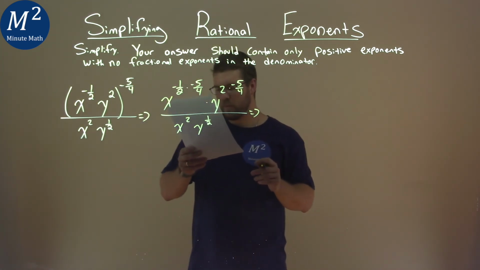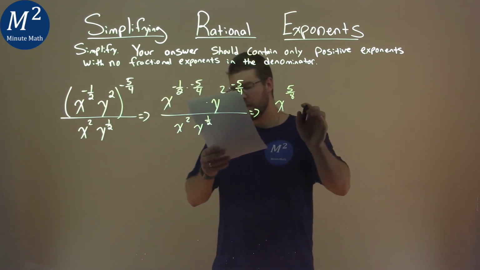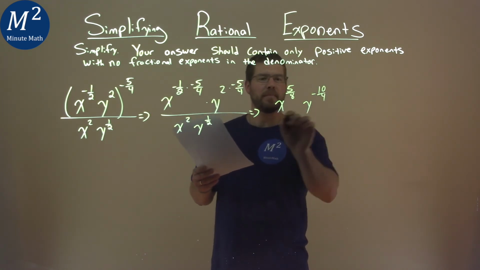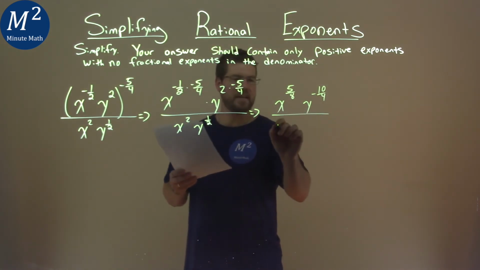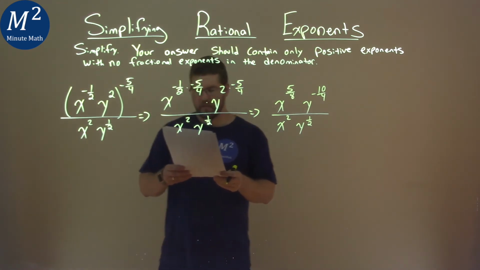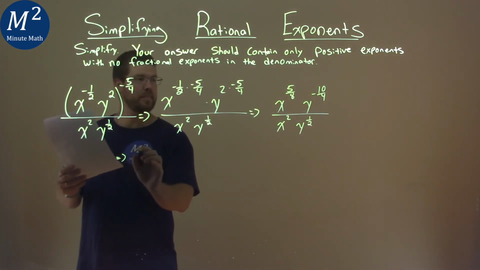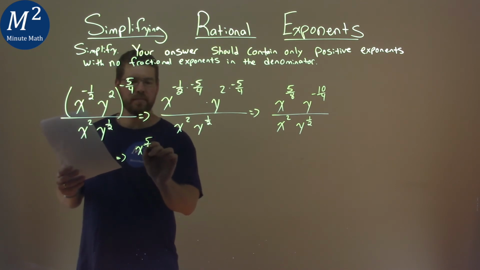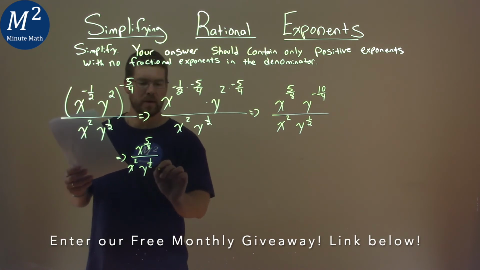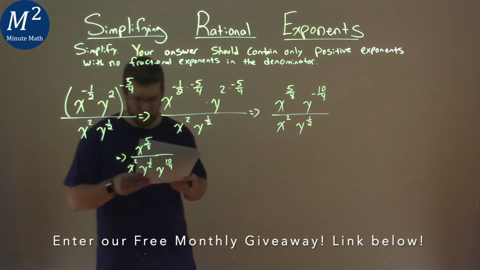Negative 1/2 times the negative 5/4 is a positive 5/8. So we have x to the 5/8 power. 2 times negative 5/4 is y to the negative 10/4 power. And the denominator just stays the same for the moment: x squared, y to the 1/2. Now from there, I'm going to bring my negative exponent down to the denominator. We have x to the 5/8 power over x squared, y to the 1/2 power, and we're bringing down that y to the now positive 10/4 power, in the denominator.